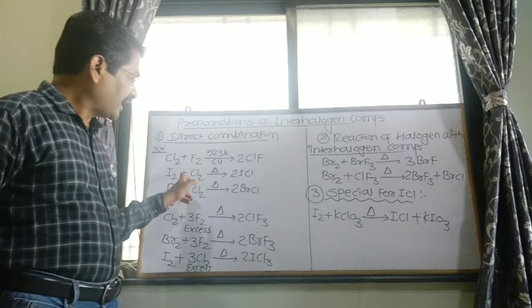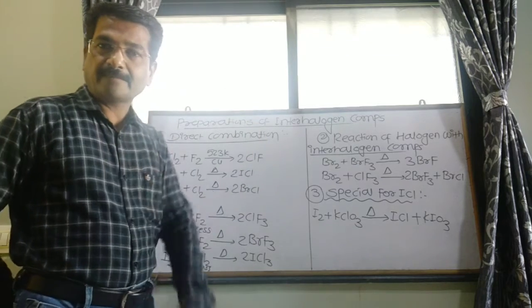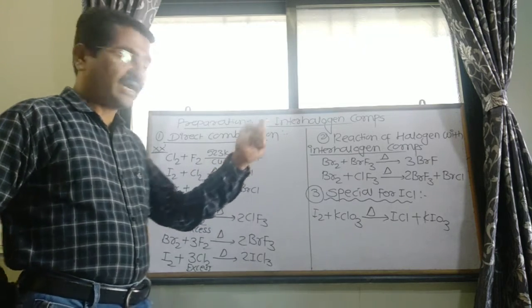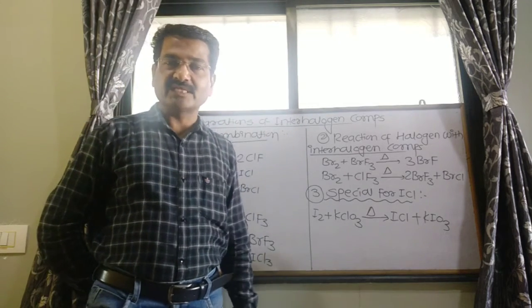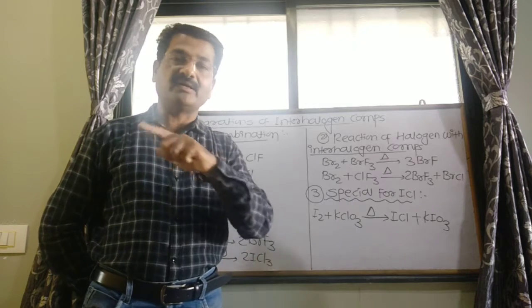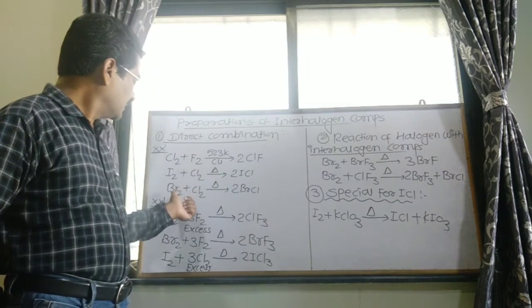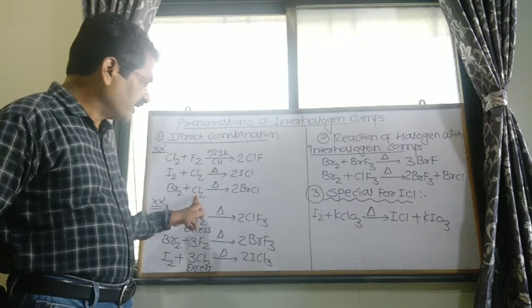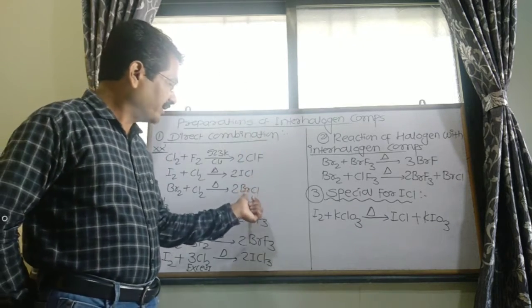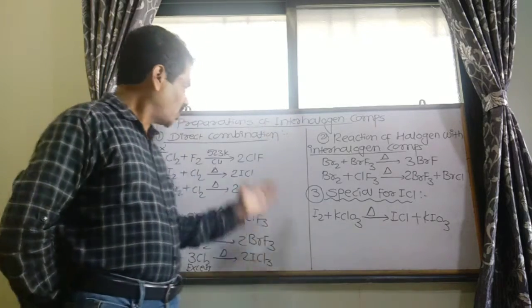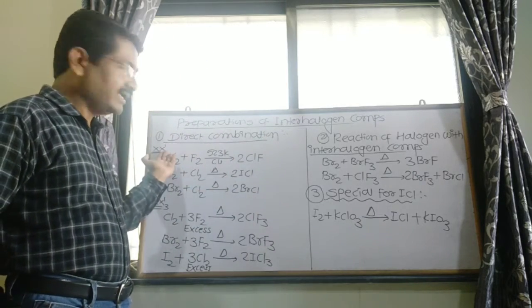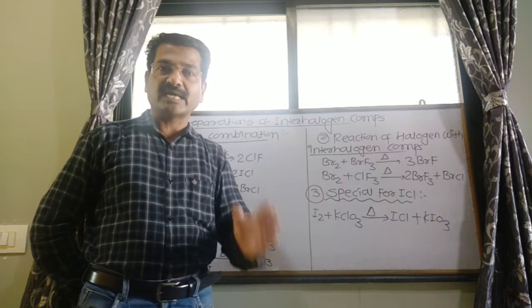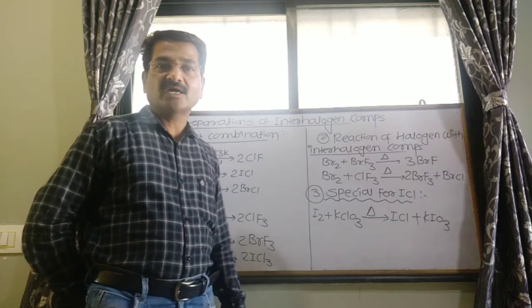Second example, I2 can react with chlorine, then it gives iodine chloride. It is also an XX' type of compound. Then Br2, 1 mole, can react with chlorine, 1 mole, to form bromine chloride. So all these examples are XX' type interhalogen compounds that can be prepared by the direct combination method.